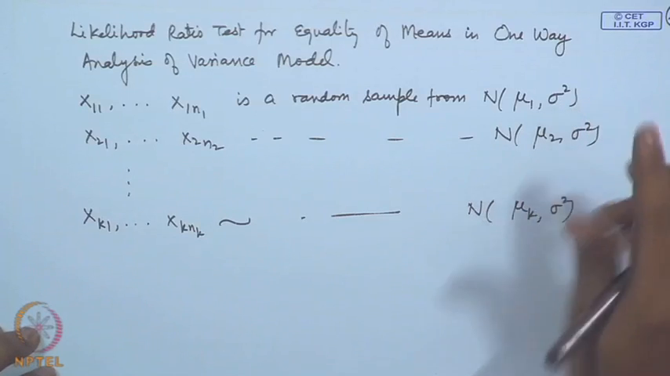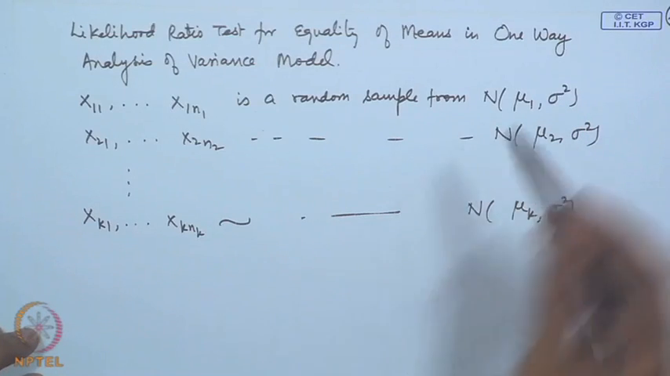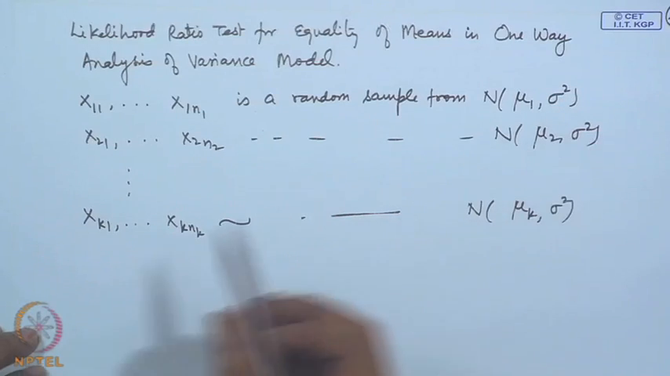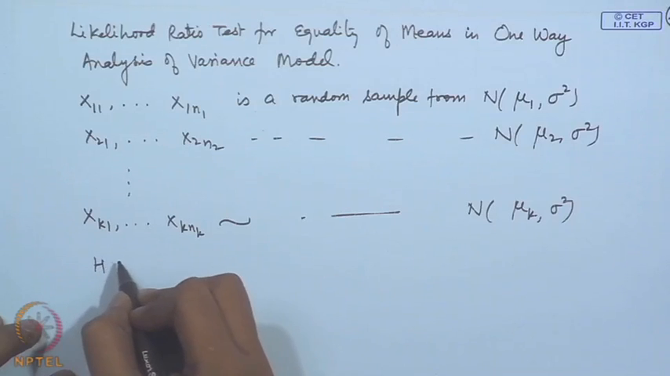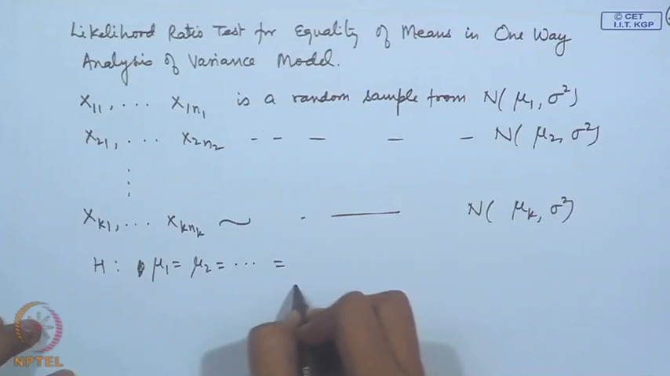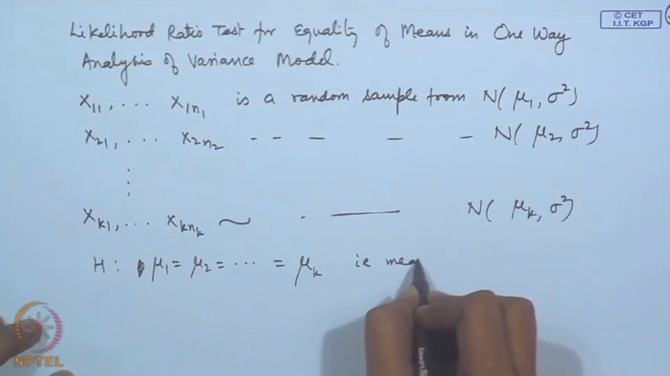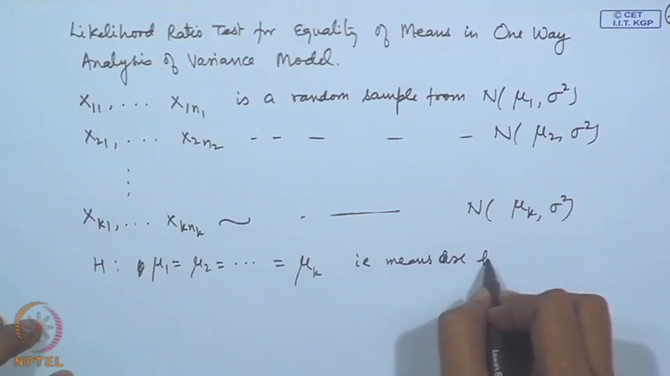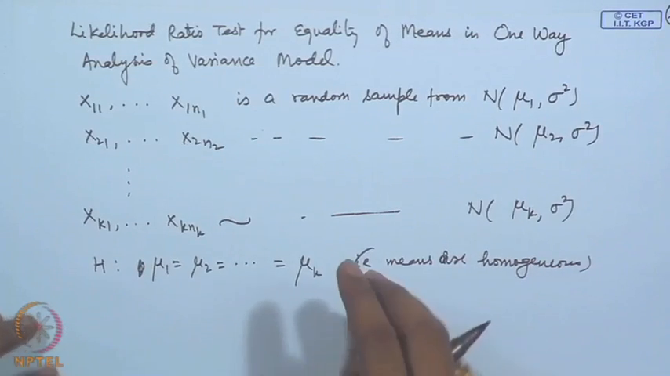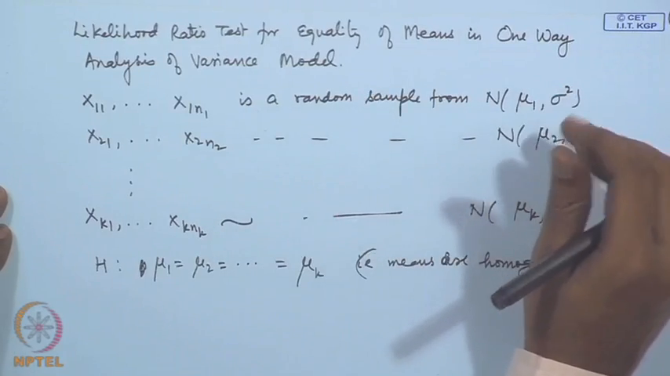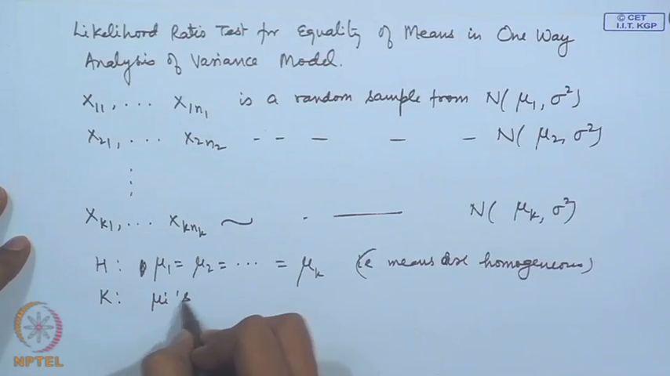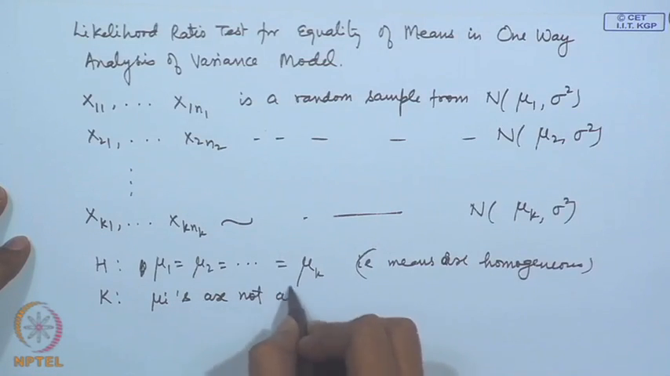So, this is actually the situation of a one way analysis of variance model, and we are considering the variances to be the same. Our testing problem is to test whether the means are the same or not. This is called homogeneity of means, that means the populations are homogeneous basically. If the mu i's are the same, then it means that we have the same population, against the alternative that the mu i's are not all equal.